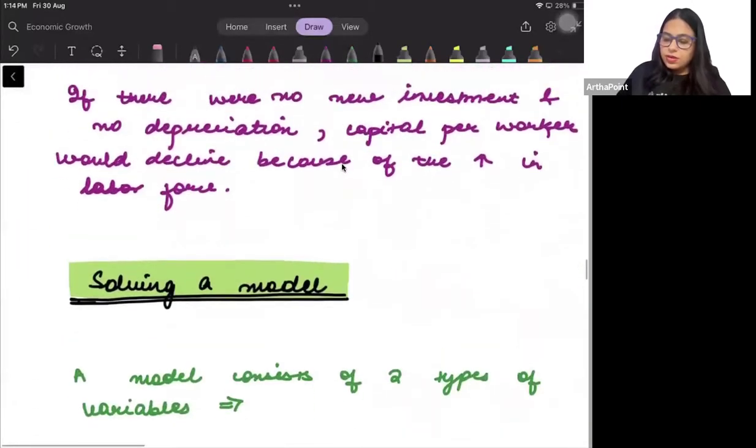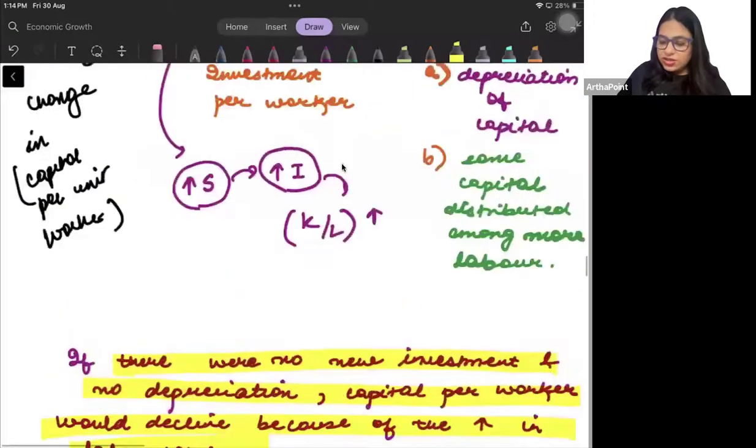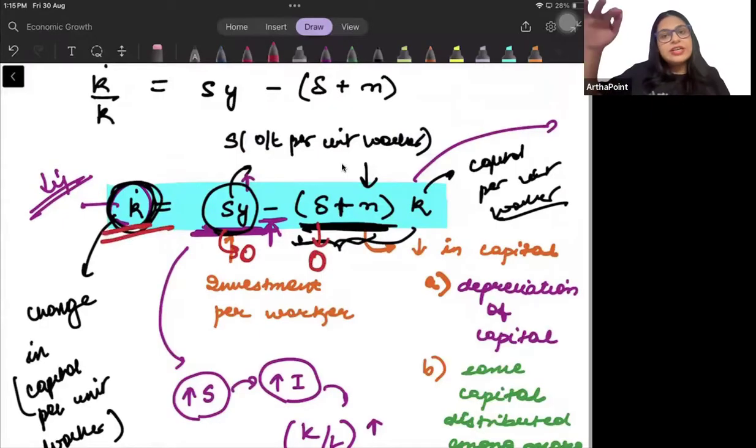Okay. If there were no new investment and no depreciation, capital per worker would decline because of increase in labor force. तो अगर कोई नई इन्वेस्टमेंट हम नहीं करते, this is zero, no new investment, and depreciation is also zero, so capital per worker will continuously decline, जिस भी economy में there will be increase in population.